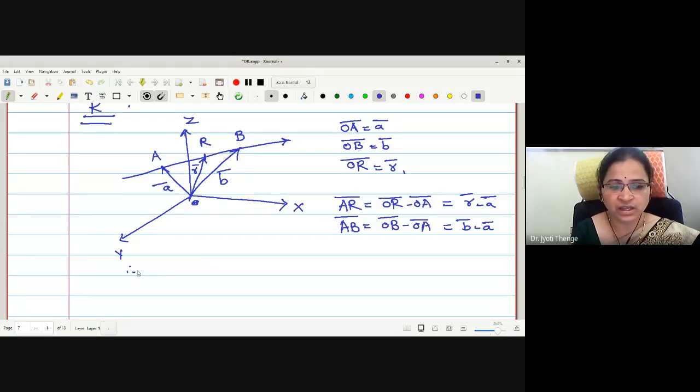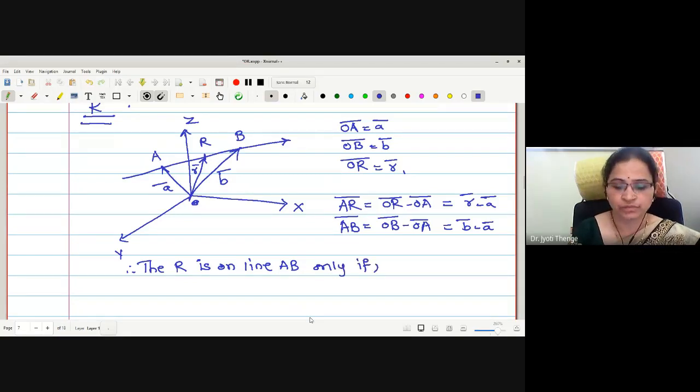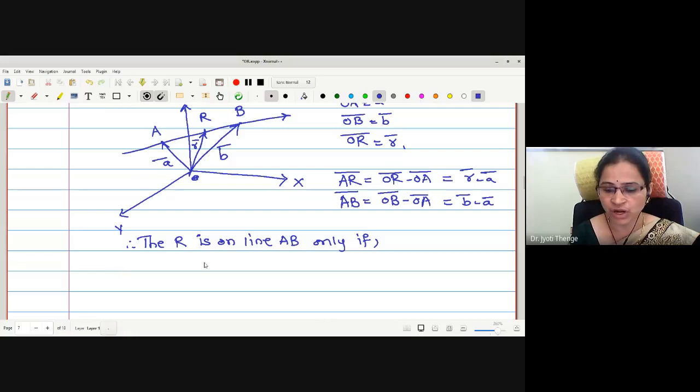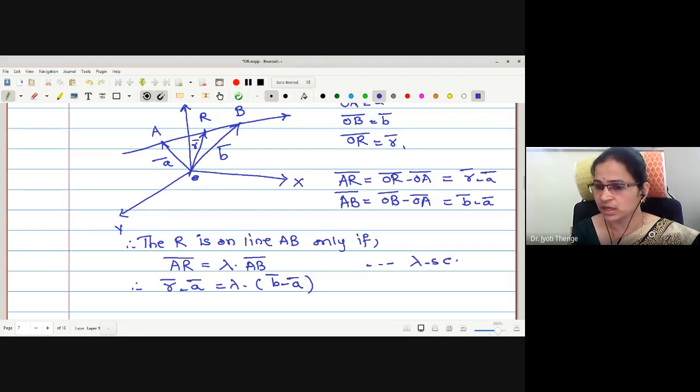Here I will write the point R is on line AB only if these two are scalar multiples of one another. That is, AR is lambda times AB. What about AR bar? AR bar is R bar minus A bar, which is lambda times B bar minus A bar. What is this lambda? Lambda can be any scalar. This should be the scalar multiples of one another.